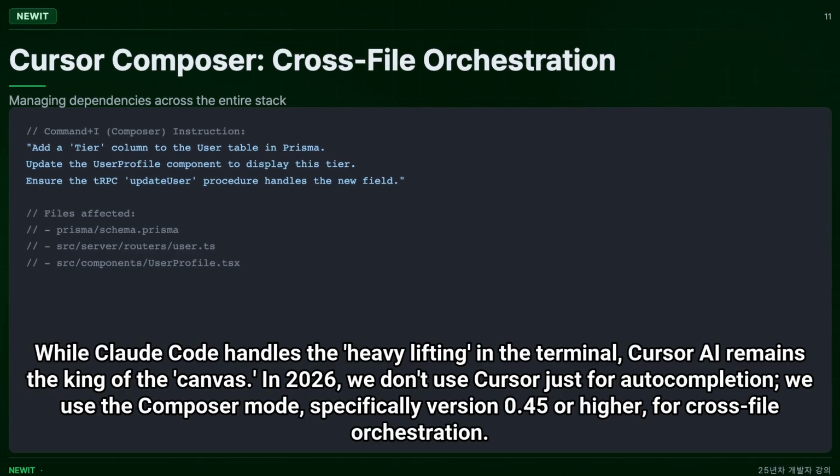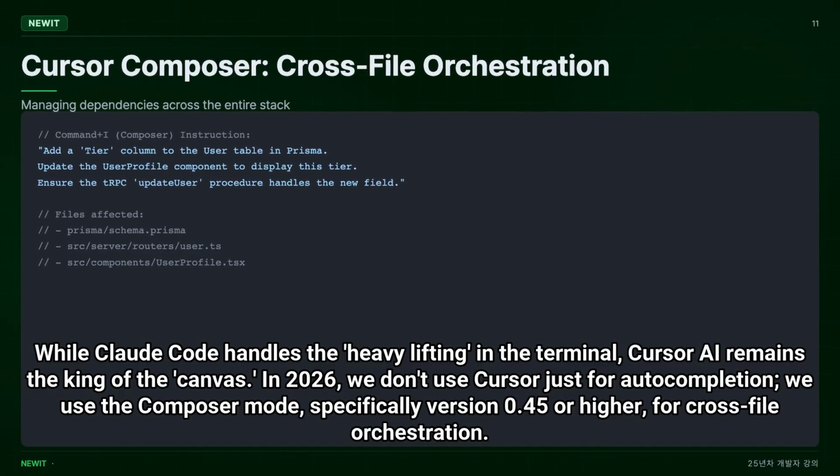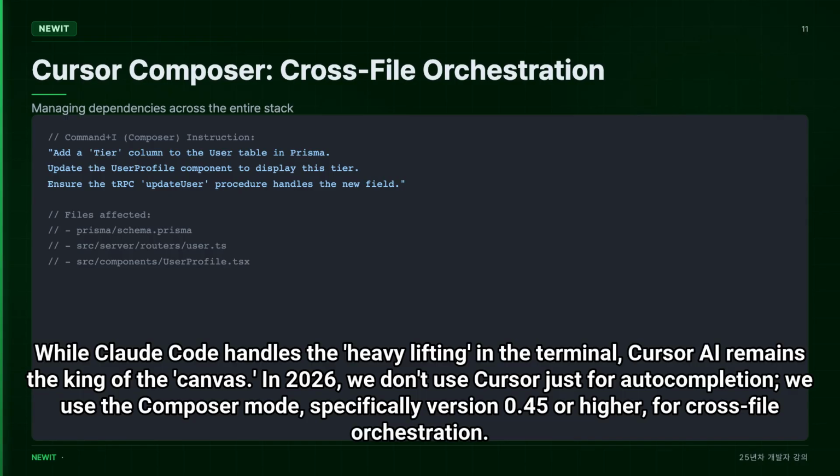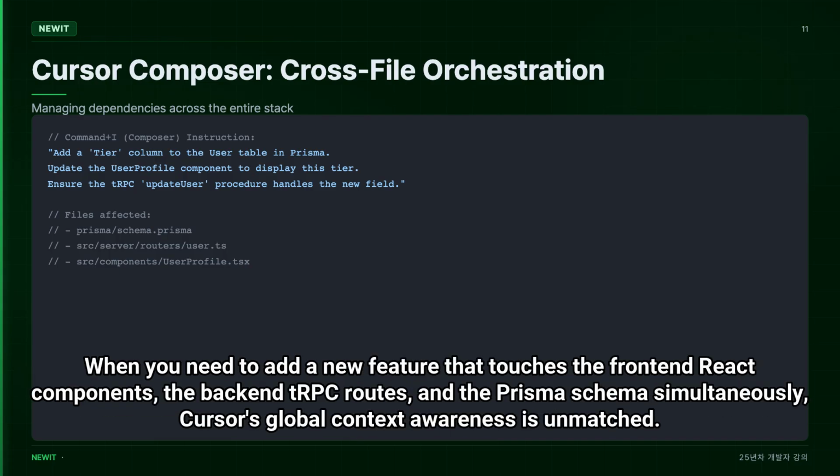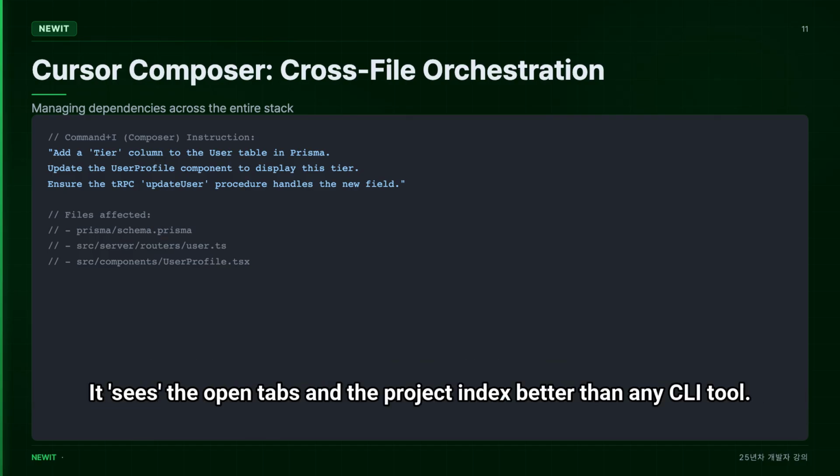While Claude Code handles the heavy lifting in the terminal, Cursor AI remains the king of the canvas. In 2026, we don't use Cursor just for auto-completion. We use the composer mode, specifically version 0.45 or higher, for cross-file orchestration. When you need to add a new feature that touches the front-end React components, the back-end tRPC routes, and the Prisma schema simultaneously, Cursor's global context awareness is unmatched. It sees the open tabs and the project index better than any CLI tool.